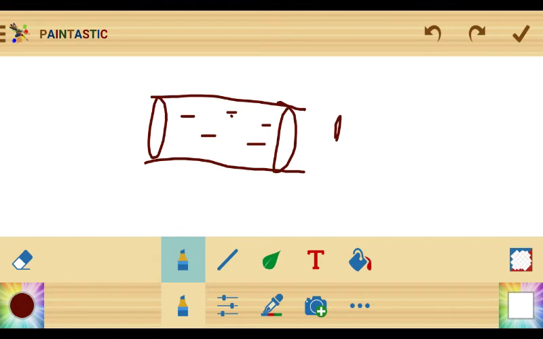Just like you have studied in the kinetic theory of gases, gas molecules randomly move in any direction, so the net velocity is zero.